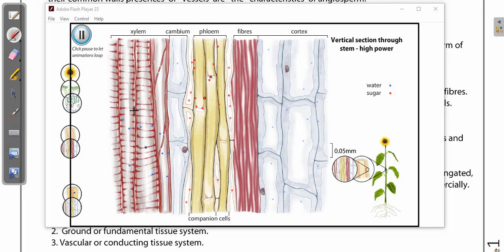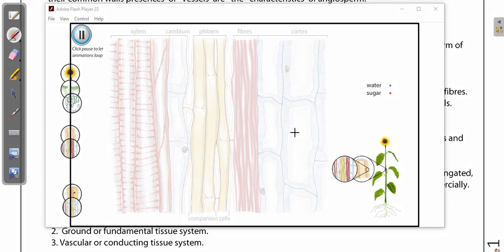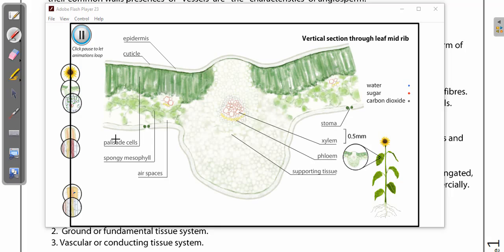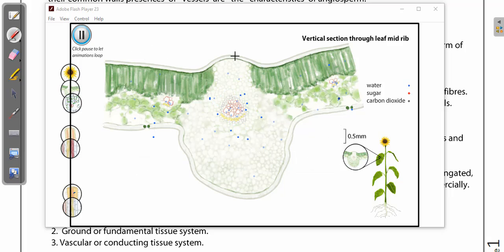More clearly you can see that. The cortex is like the ground region where you can see a lot of parenchyma and collenchyma. Okay, so this is the leaf structure and its tissues, and here you can see the epidermis more clearly, the cuticle, and then the closely packed epidermal cells.